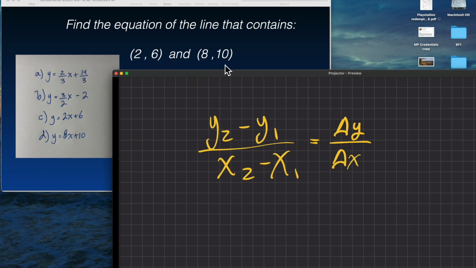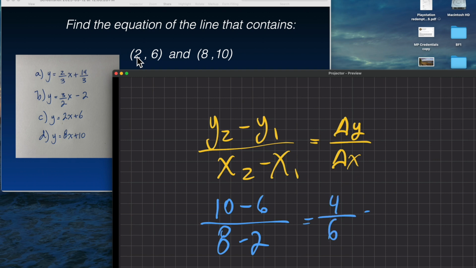So let's look at the numerator first. Here's our y2 value, there's our y1 value. So here in blue, in the numerator, we're going to have 10 minus 6. In the denominator, we're going to do this x value minus that x value, 8 minus 2, and that's going to give us 4 over 6.